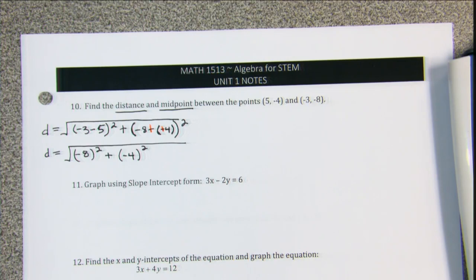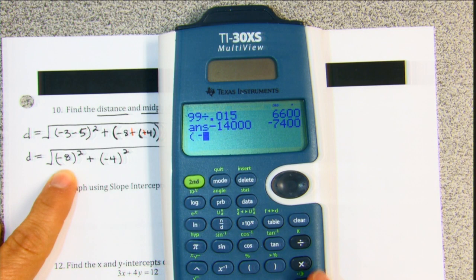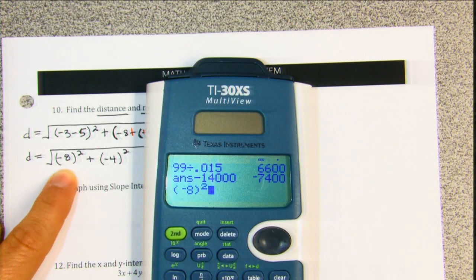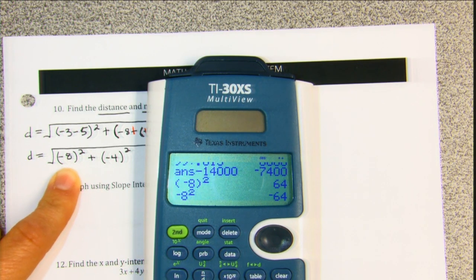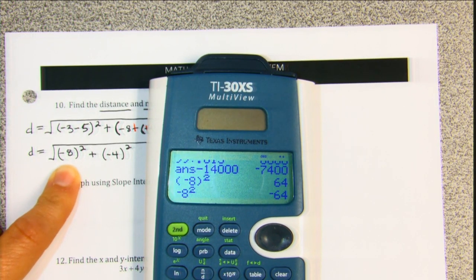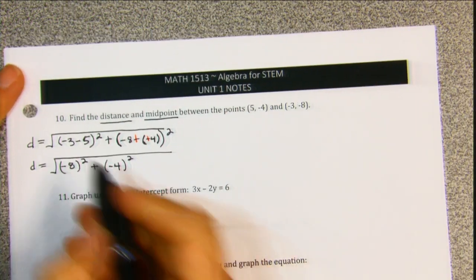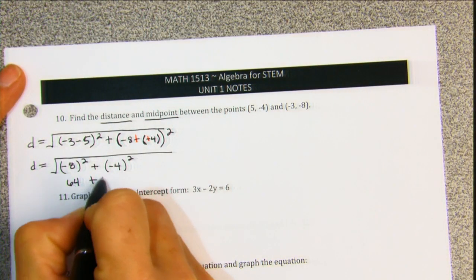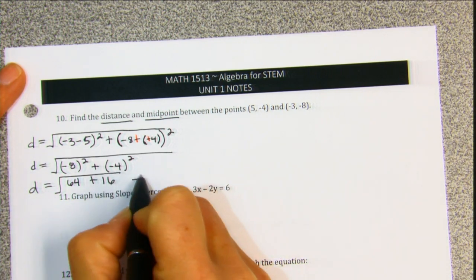It's how you're entering it in your calculator. Remember, if you don't know 8 squared, you need to put it in parentheses, so you're telling your calculator the negative goes with the 8. Otherwise, it's going to do this, and you're going to write -64, and that's where you're going to have a mistake. So make sure you're using parentheses. That's all I want to say. So we have 64 plus 16, which is what?